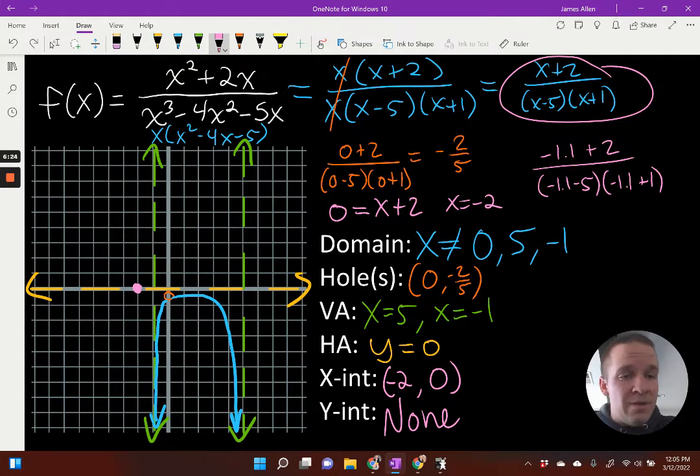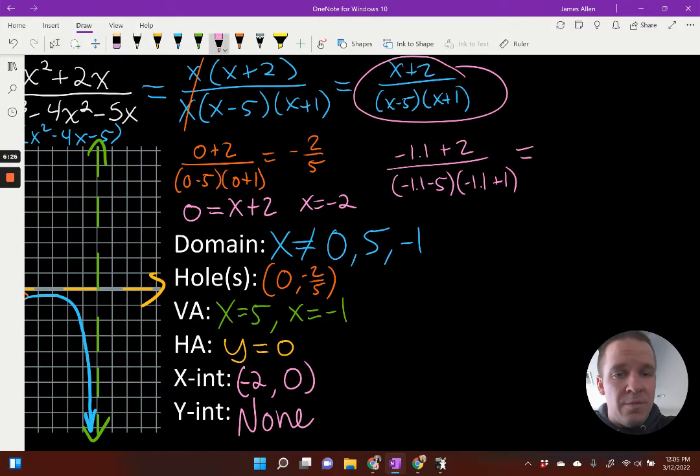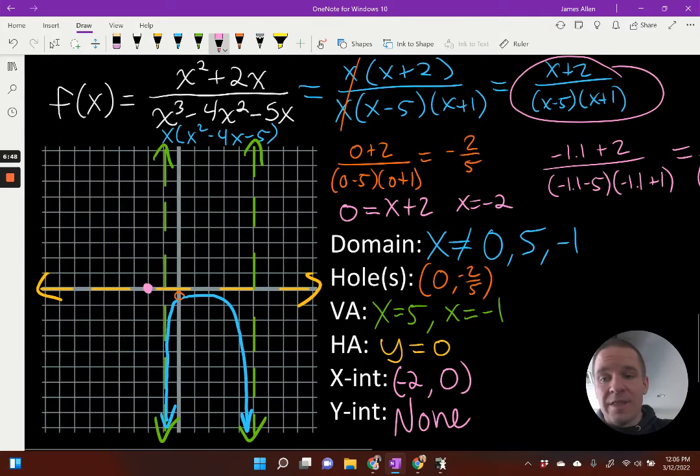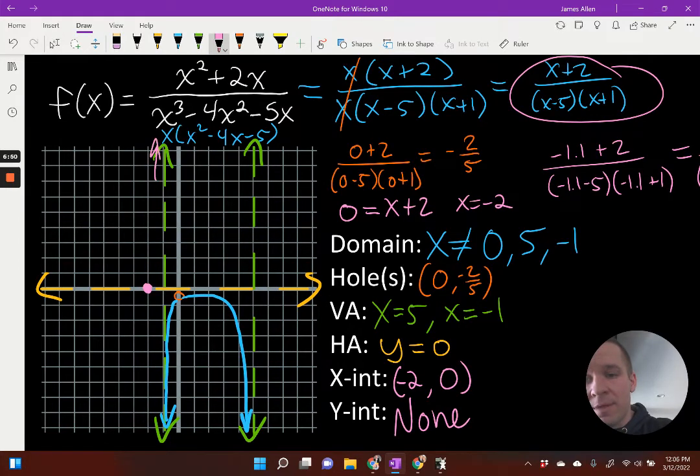So if I do this, well, let's see here. My numerator is going to be positive. The denominator, negative 1.1 minus 5, that's going to be a negative number. And then negative 1.1 plus 1, that's still going to be negative. Negative times negative is a negative. Sorry, I don't know why I put negative 1. So overall, positive over positive is positive. This means that my graph is going up like that.